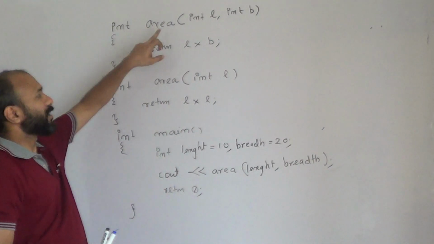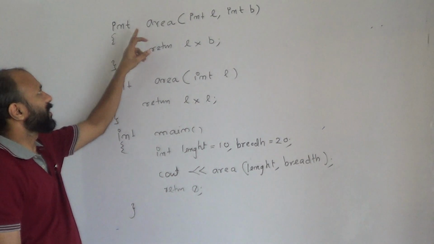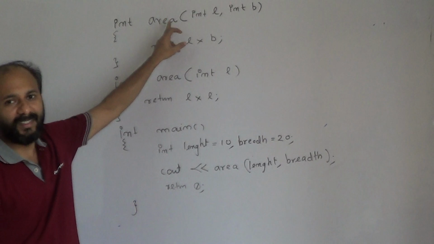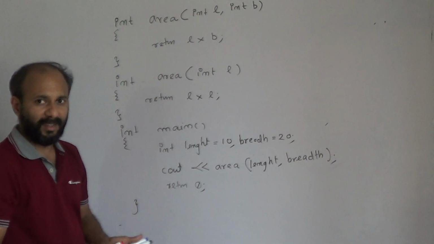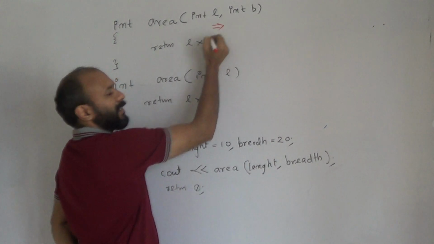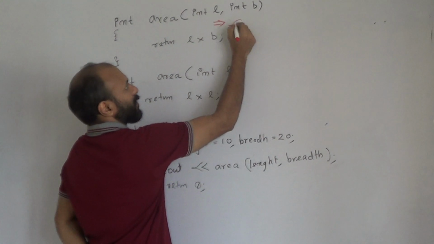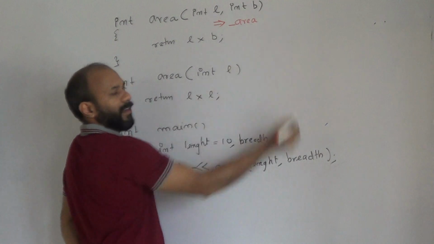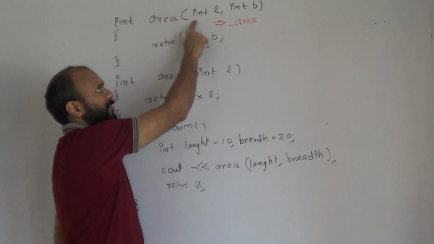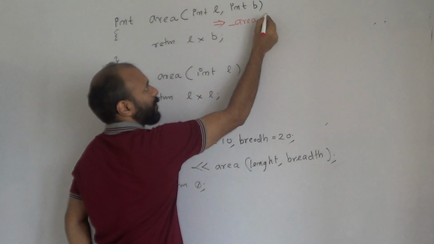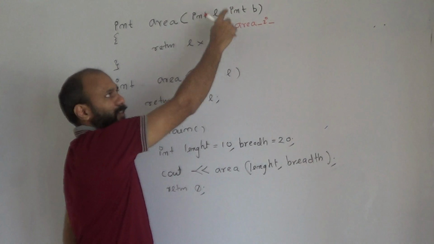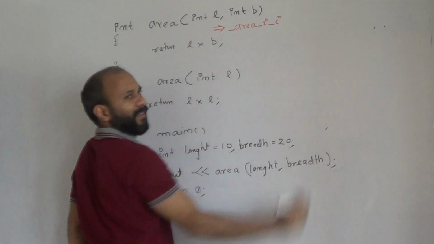Now, for the user, the name of the function is area. But the compiler will change the name of this function. The name of this function for the compiler is underscore area. Then the compiler will check the type of this argument. The type of this argument is integer. Then again the compiler checks the type of this argument. The type of this argument is integer.